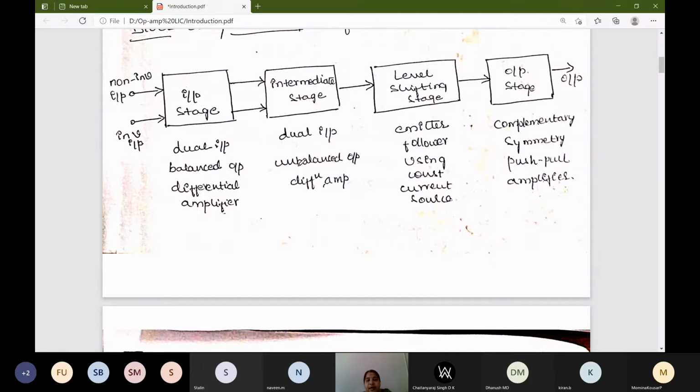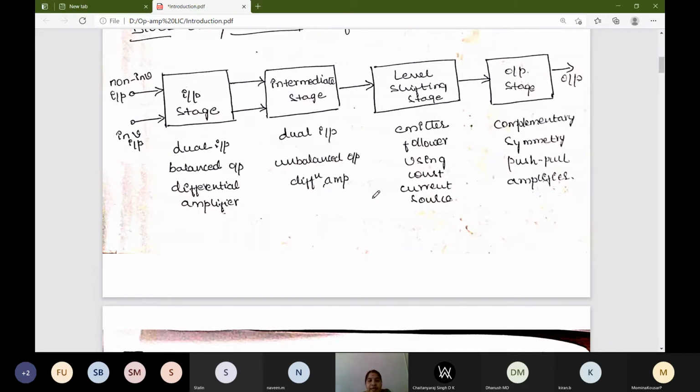There the output will be unbalanced, and there will be a shift in the DC level, so there is a level shifting stage. It is also called an emitter follower using a constant current source. And at last we have the output stage, which is the complementary symmetry push-pull amplifier. At the end, a push-pull amplifier will be used. At the beginning, a differential amplifier will be used, and in the middle we have a constant current source.